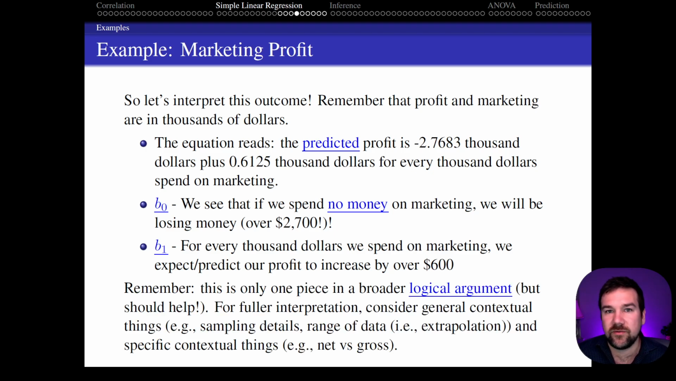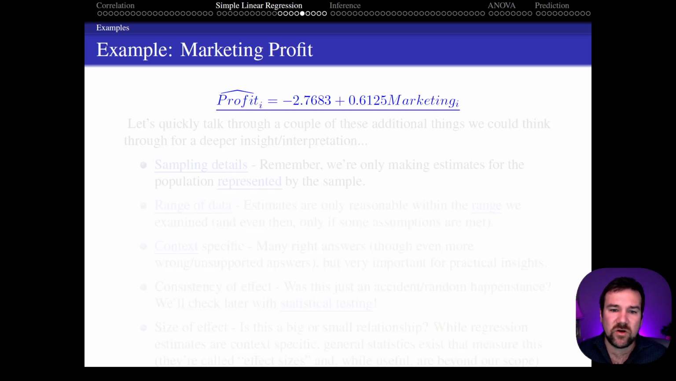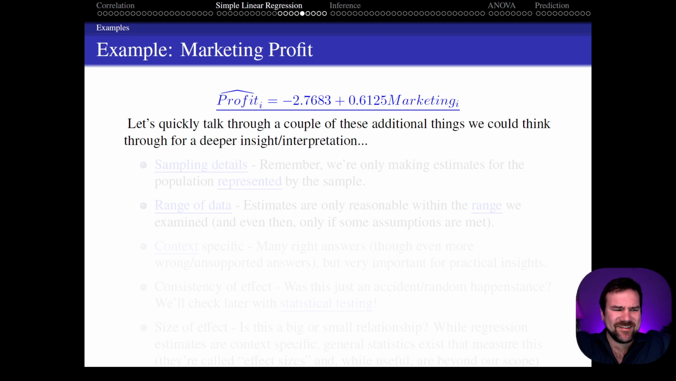So it's important to remember, while these are useful pieces of information, this is only one part of broader logical arguments as it relates to what should we spend on marketing. How should we market things? Should we be marketing in the first place? If we wanted to expand this, we would consider things like the sampling details or range of data, specific contextual things. And actually, we'll talk about some of these on the next slide, like how do they relate in here. But these are the kinds of things that we would look at to provide an expanded definition. So again, I'm going to do that for this example. I'm not going to do that for all the examples because, again, there's just a lot of conjecture. There's a lot of opinion that goes into this.